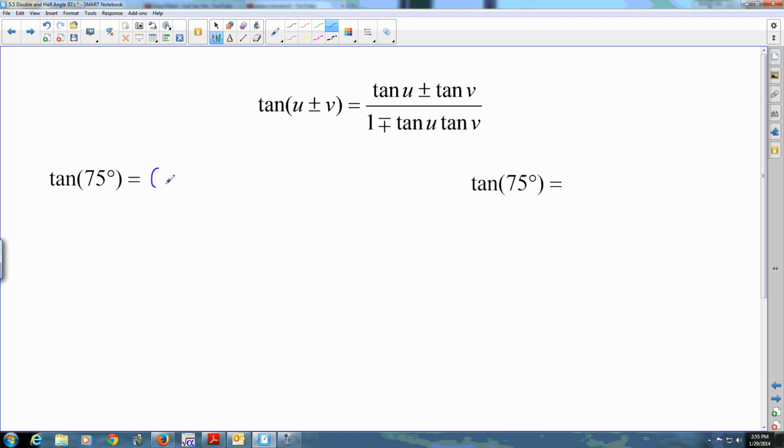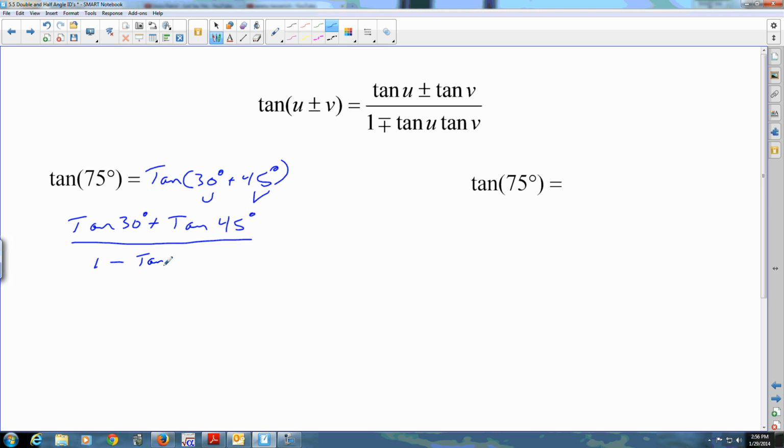Okay? So if we go back to looking at, I guess I'll erase that. If we think of this as tangent of 30 plus 45, so then this is u and v, so you're just following u and v. So that's the tangent of 30, since I'm adding, plus the tangent of 45 over 1 minus tangent 30, tangent 45. Without a doubt, these are harder. Okay?